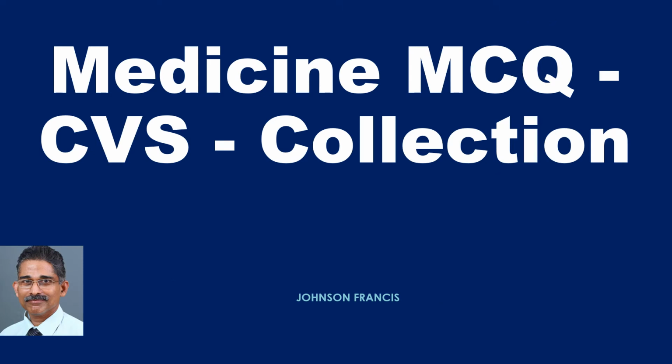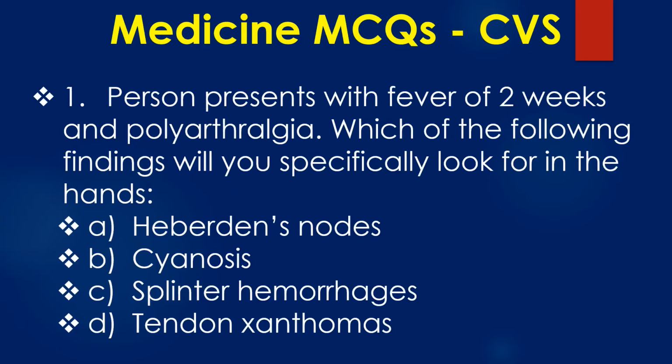Discussion of medicine MCQs: cardiovascular system. A person presents with fever of 2 weeks and polyarthralgia. Which of the following findings will you specifically look for in the hands? A. Heberden's nodes, B. Cyanosis, C. Splinter hemorrhages, D. Tendon xanthomas.